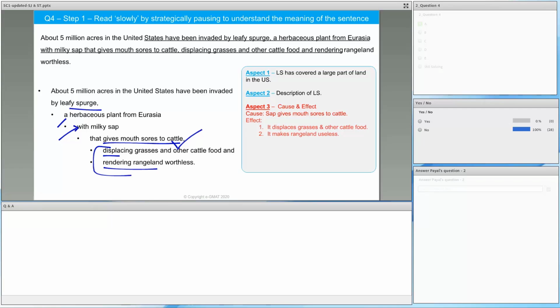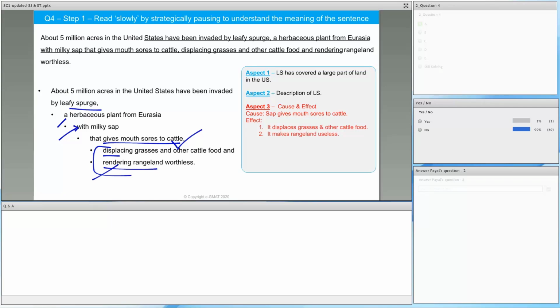Does it make any sense to say that because milky sap gives mouth sores to cattle, by doing this action, it results in displacing grasses and other cattle food? I mean, what is the connection between mouth sores and grasses and other cattle food getting displaced? No logical sense at all, right? So again, you and I are logical people. We can put 2 plus 2 together, so we understand that this cause and effect just does not make sense. Okay, so that's the first effect.